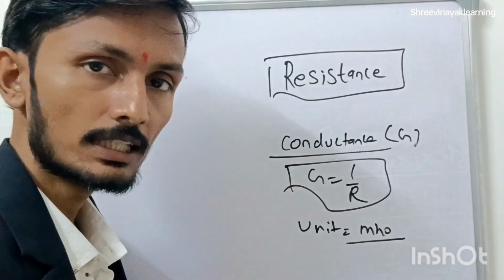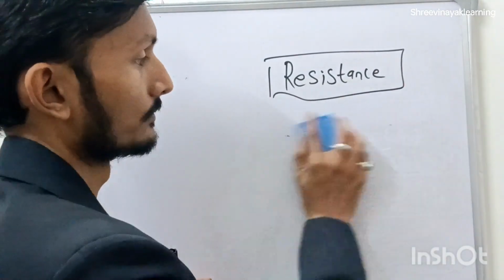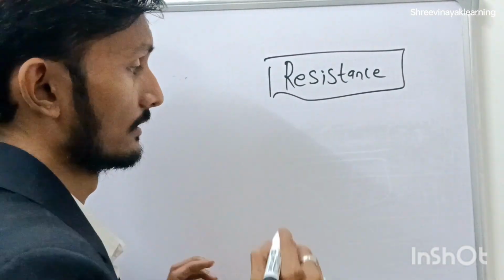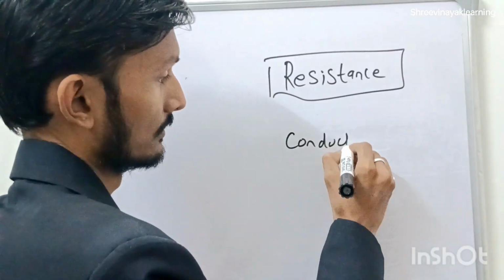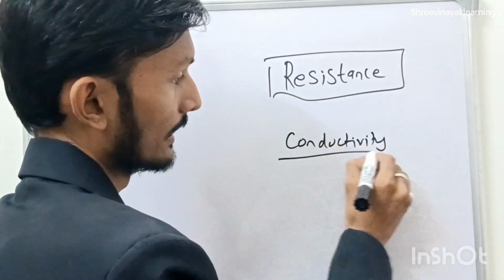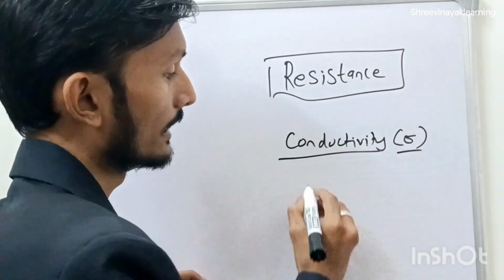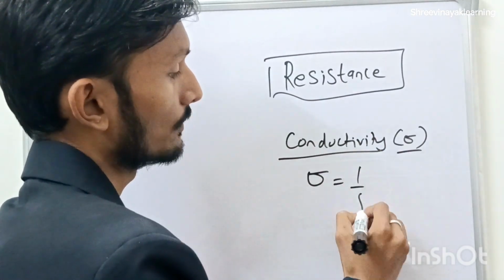Now we move to another topic, that is conductivity. Conductivity is denoted by sigma, and conductivity is basically the reciprocal of resistivity.